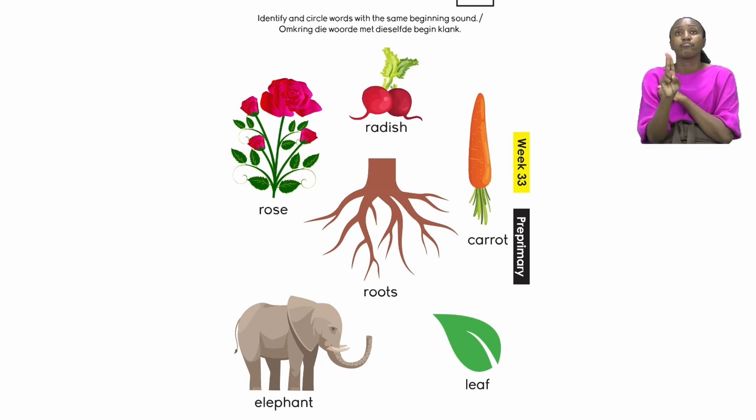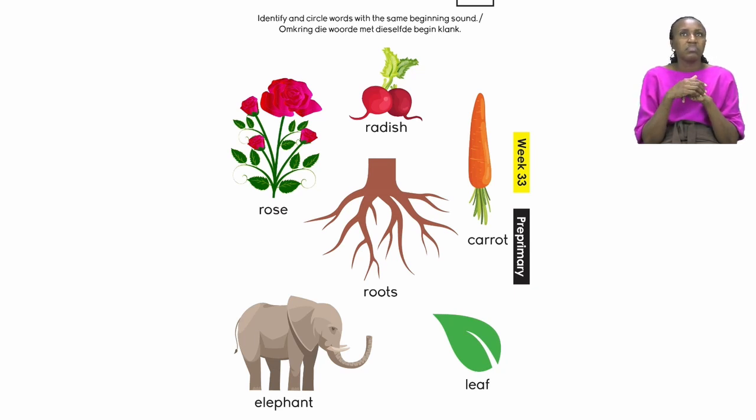Radish. Does rose and radish have the same beginning sound? Yes, they do. So let us circle them. Rose. Radish. Good job. The radish is the one that is on the top. The next word we're going to check is carrot. Let's use radish. Radish.